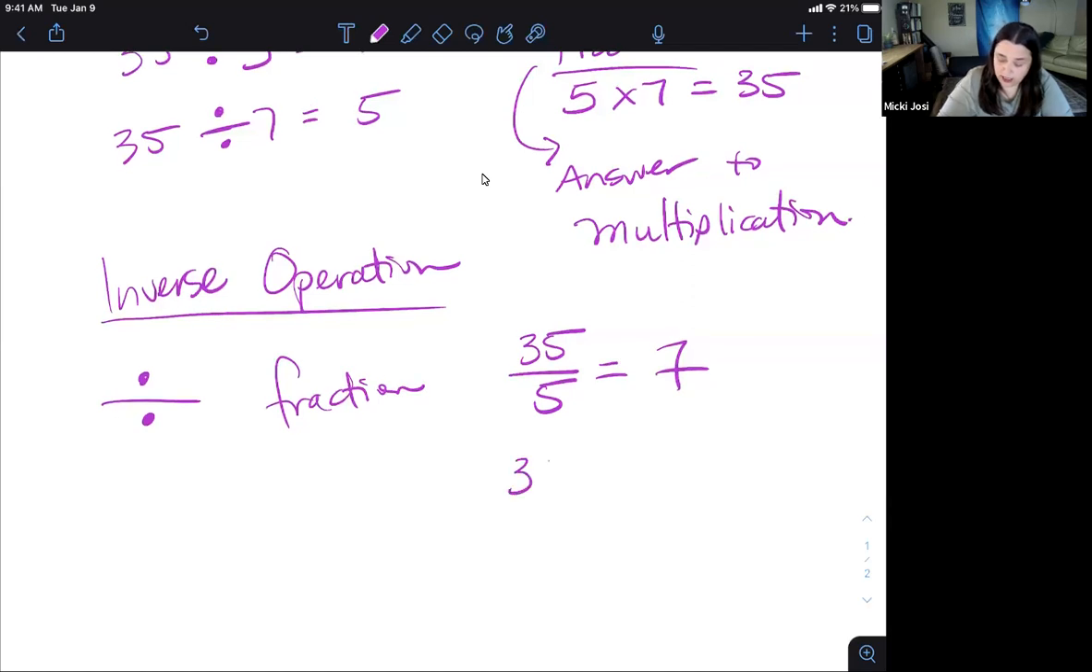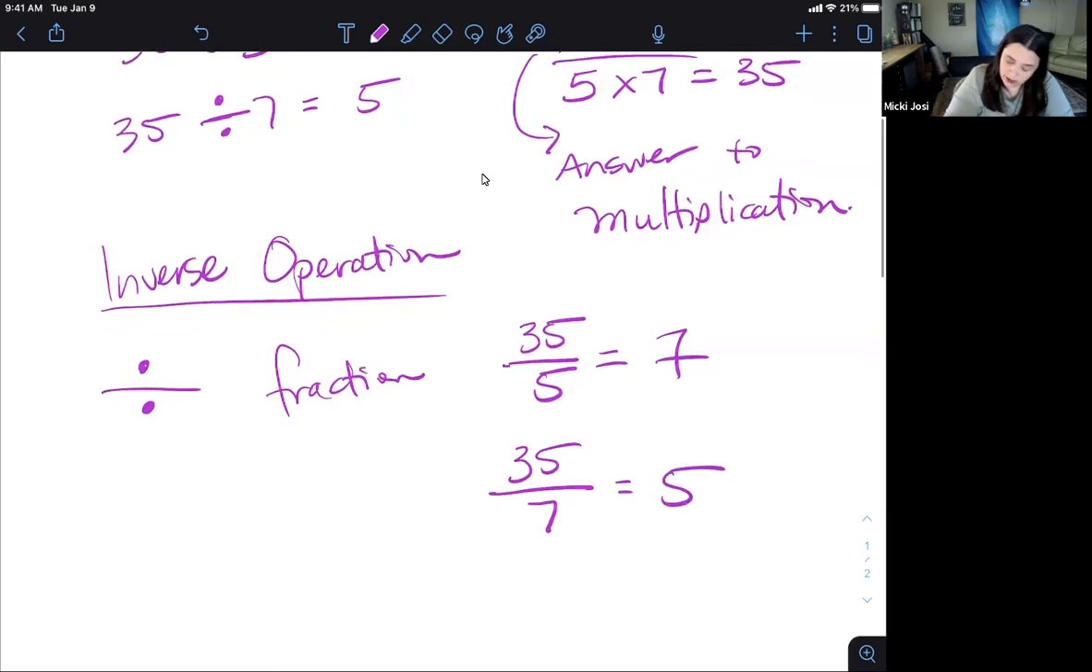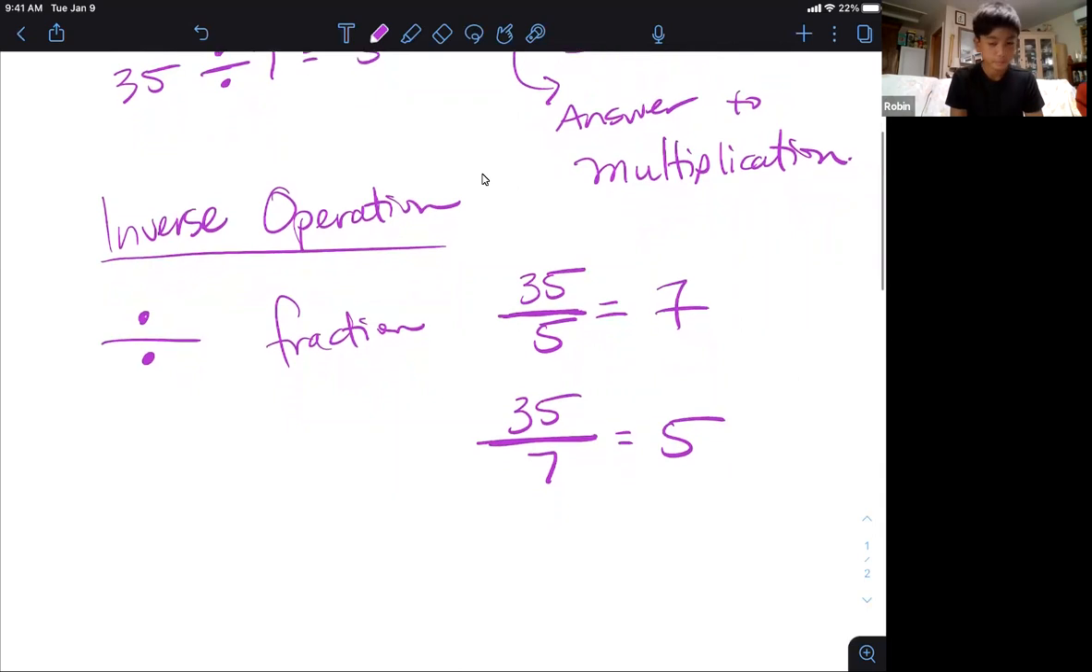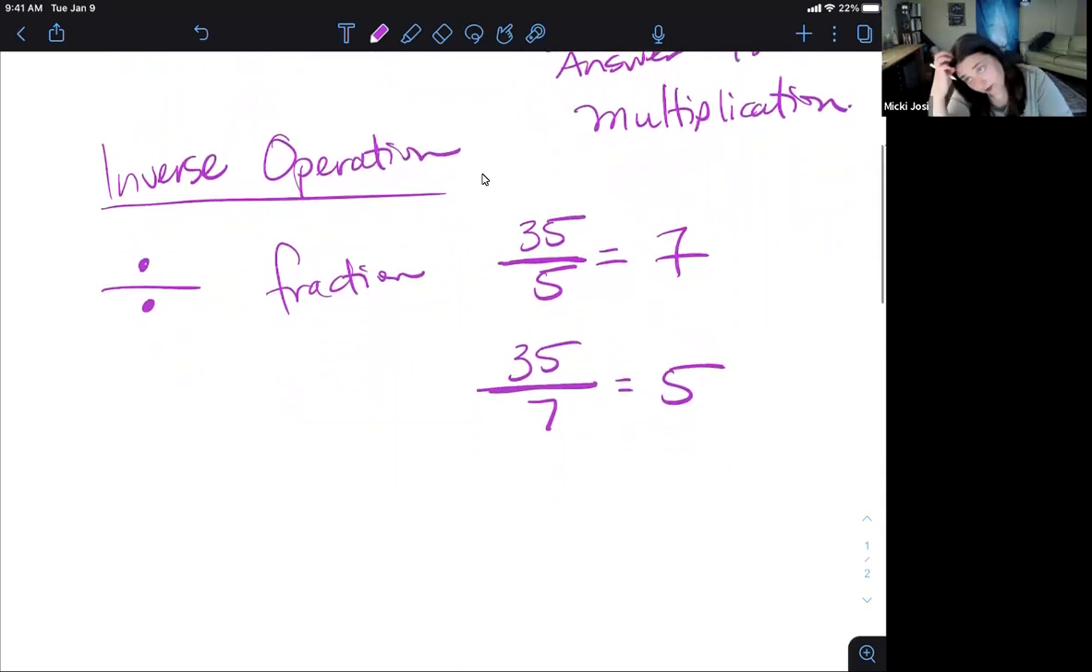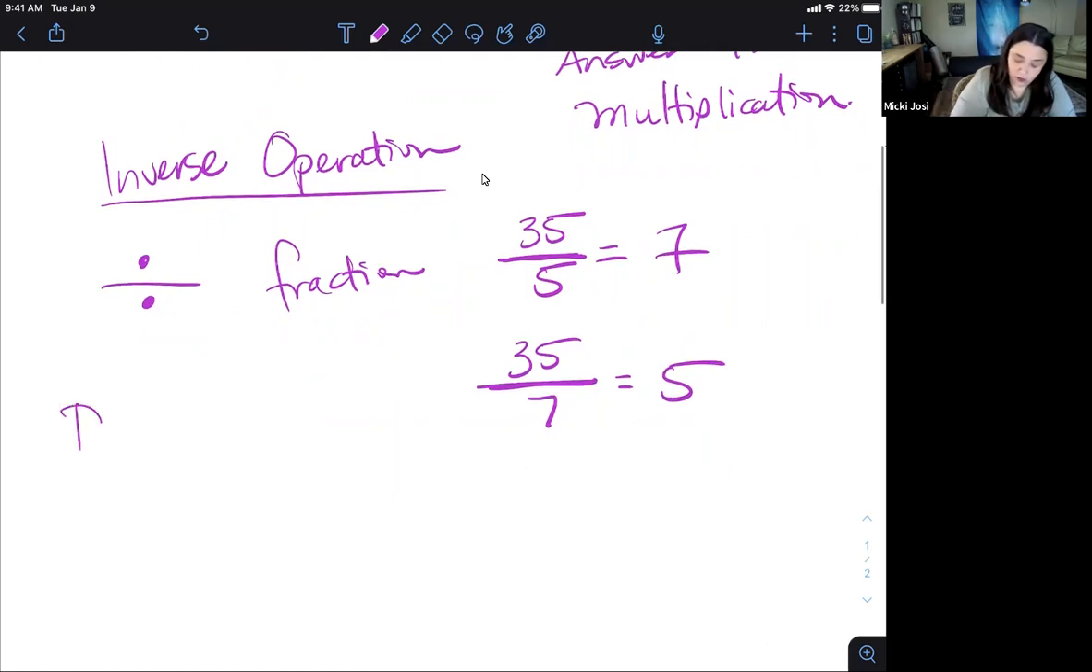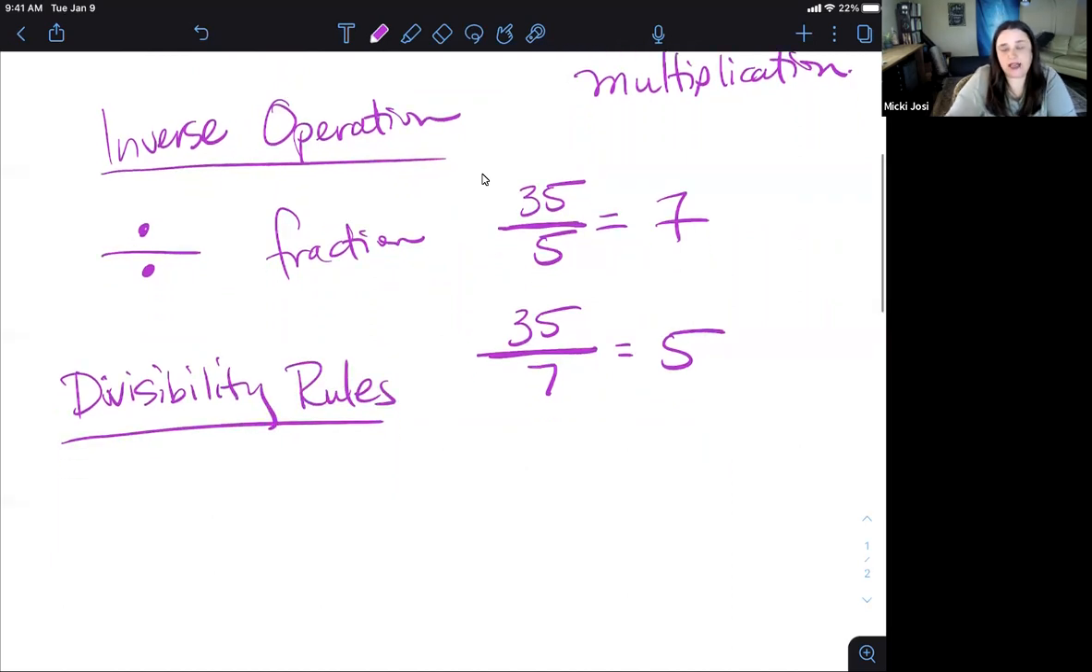We can also write it as 35 over 7 equals 5, and that means the same thing. Have you ever seen it written like that with the fraction bar for division? Yeah. And there's another video that I'm going to have you watch. It's called Divisibility Rules. Those are just like, does something divide evenly into another?